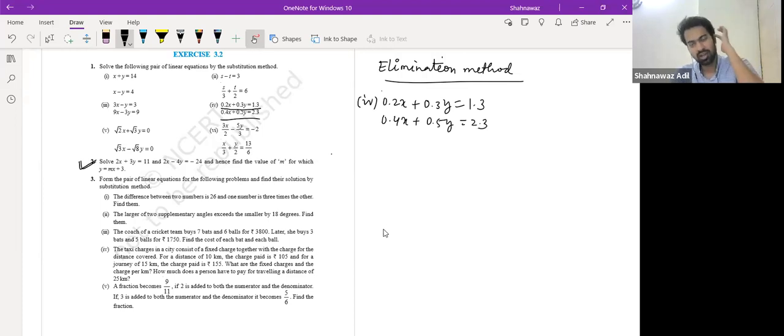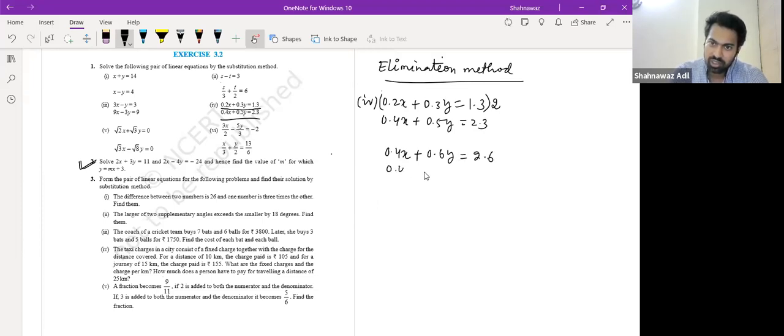This is the question that we should take, 0.2x. You can tell me what we should multiply here so that the coefficient of x becomes the same? 2. Okay. If you multiply by 2, this becomes 0.4x, which is the same, and this is 0.6y, and this is 3.6. And this is 0.4x, 0.5y, 2.3. So now this is the first equation, second, and then we subtract. If we subtract, this becomes negative, this becomes negative, this becomes negative. Remember that whatever the sign is, it will change.